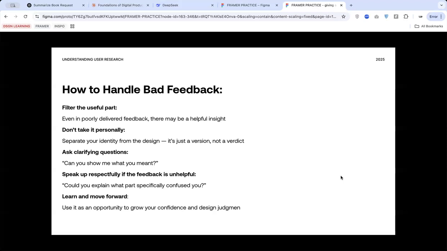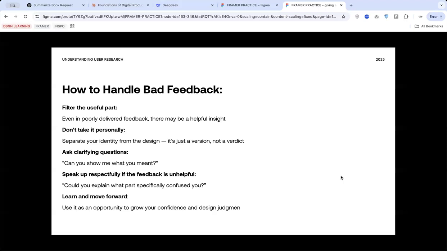Like I said, learn and move forward. Every feedback will be an opportunity for you to grow, good or bad. Just ensure that you are growing your confidence, your design judgment, and you can better communicate your decisions: okay, this is why I did this, this is why I did that. That way, your stakeholders will appreciate you for what you do and for who you are as a person, because it shows maturity that this person can handle feedback, good or bad. And that's basically our topic for today.